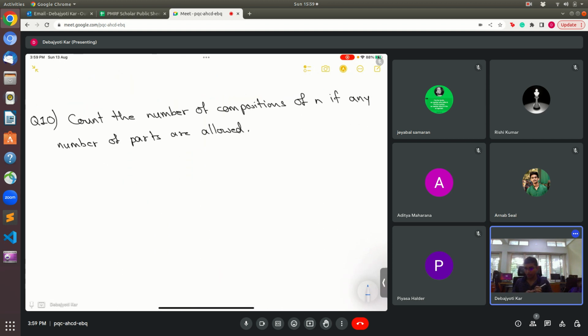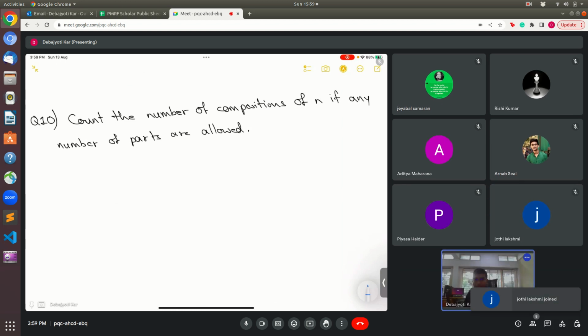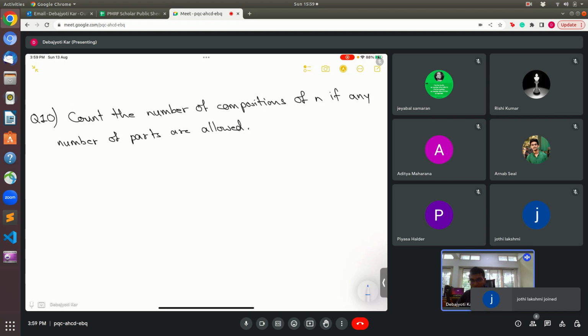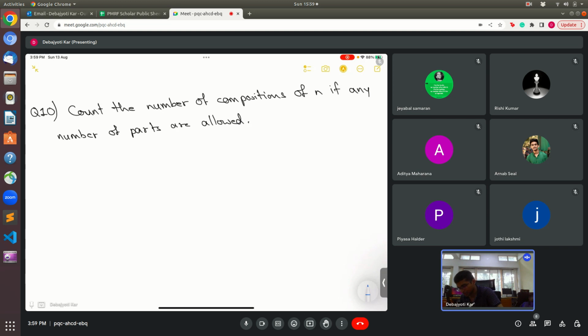Okay, so the next question asks that we need to count the number of compositions of n if any number of parts are allowed. So what does a composition mean? This was covered in the third week's lecture by sir. So a composition of n is basically, let me define this.